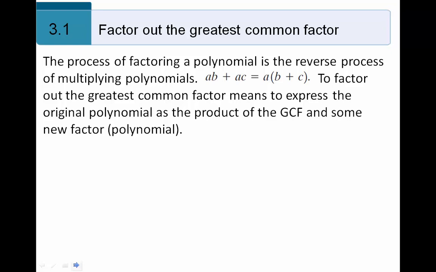All right. The process of factoring a polynomial is the reverse process of multiplying polynomials, which we did in Unit 2. To factor out the greatest common factor means to express the original polynomial as the product of the GCF and some new polynomial. And let me explain this to you a little more.